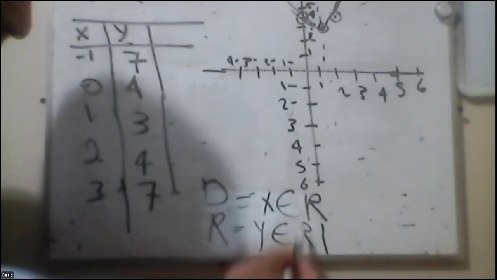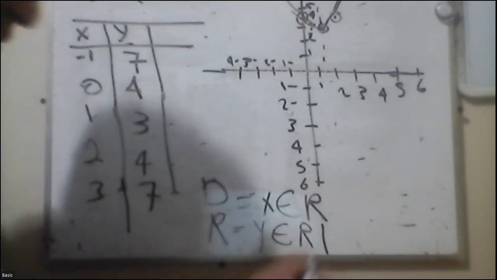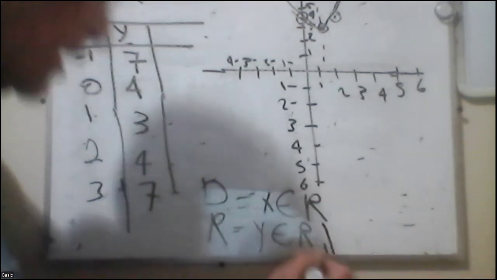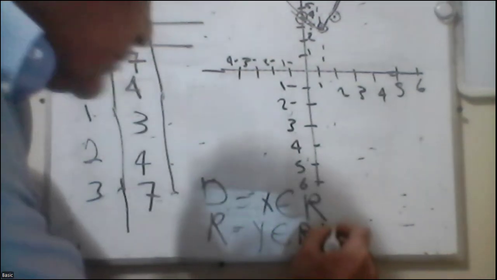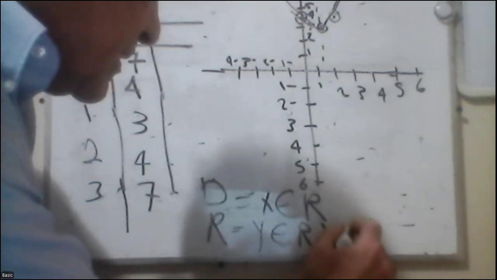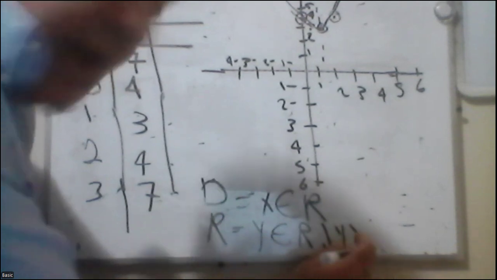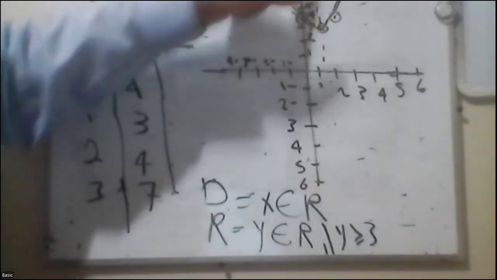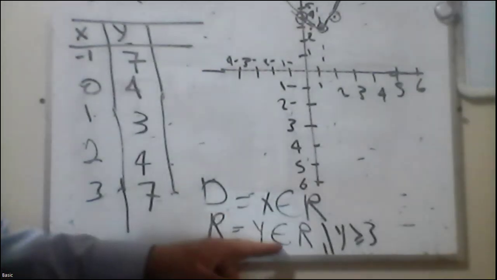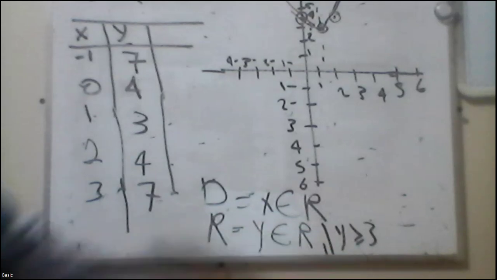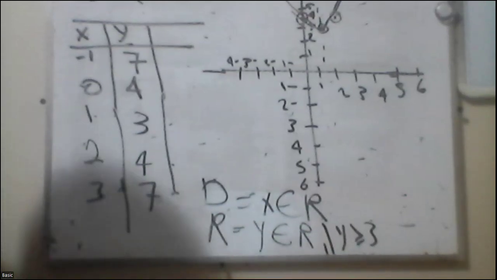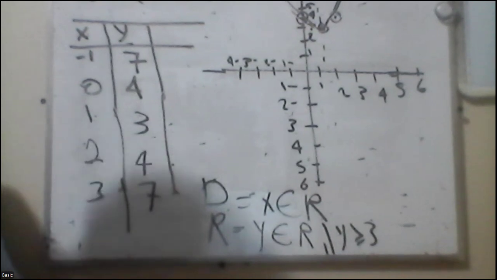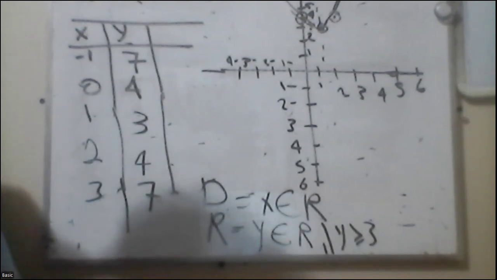Y belongs to all real numbers, but with one condition, that y is greater than or equal to 3. Because y starts from 3 and goes upward. It's also all the real numbers, but y is greater than or equal to 3. That was the first point which we worked on today, and this is an example of how to do this function.